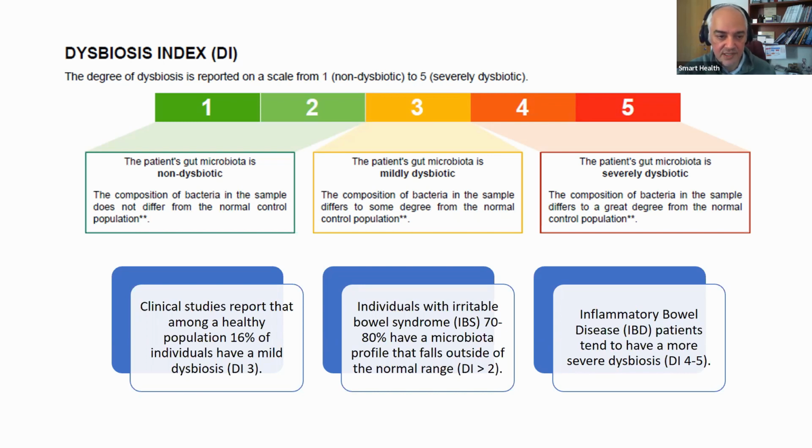And of course, all these levels relate to specific clinical trials in which we know that about 16% of healthy populations have a mild dysbiosis, which is a score of 3. Of those that have irritable bowel syndrome, 70 to 80% have an index equal to or more than 3. And in inflammatory bowel disease, we see a very high and severe dysbiosis of 4 and 5.